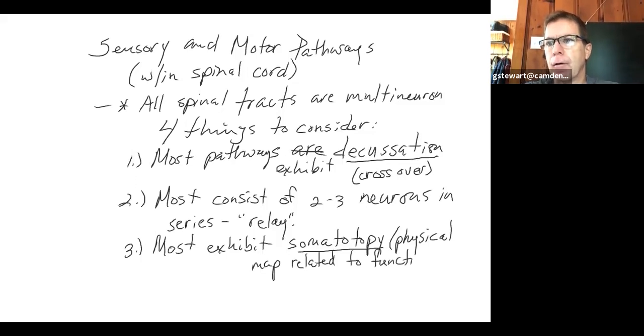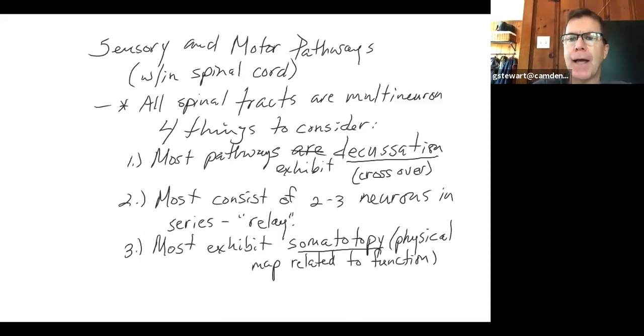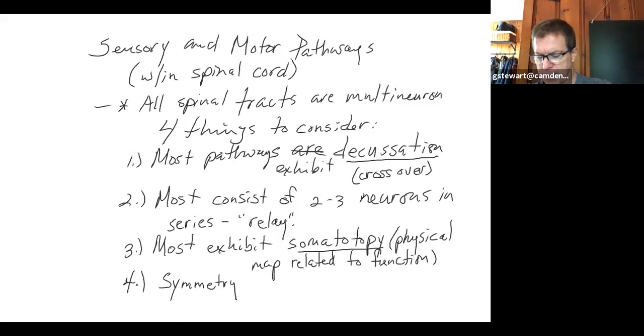And lastly, number 4, there is always some sort of symmetry. That just means if something's going up the left side, it's also going up the right side. So there's always a right and left component to and from the spinal cord and the brain along that central nervous system pathway. Now I'm going to briefly highlight ascending pathways and then descending pathways.